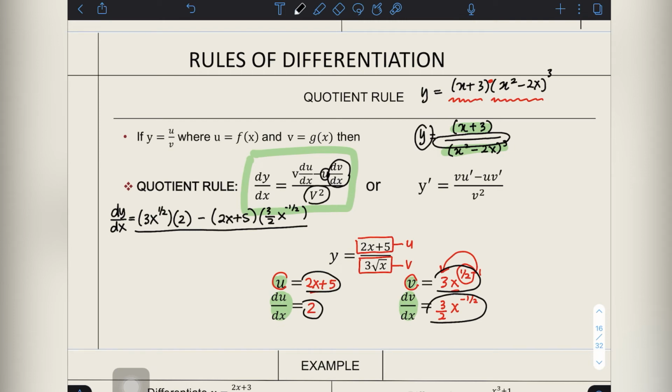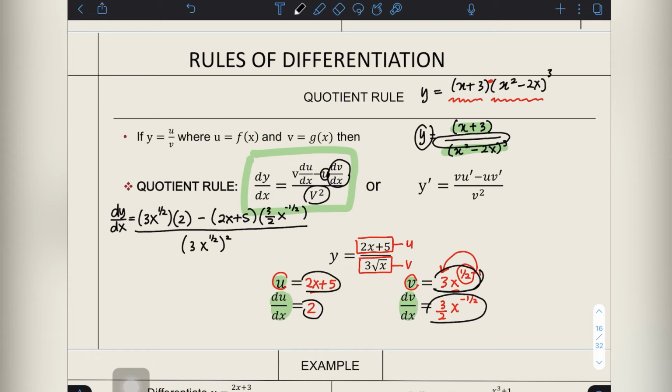So what is your v to the power of 2? Your v is this one, 3x to the power of half, 3x to the power of half, power of 2. Okay, when you have already put all the values inside the formula, actually you have done the process of differentiation. As I said before, the next is just the simplifying process of your equation.